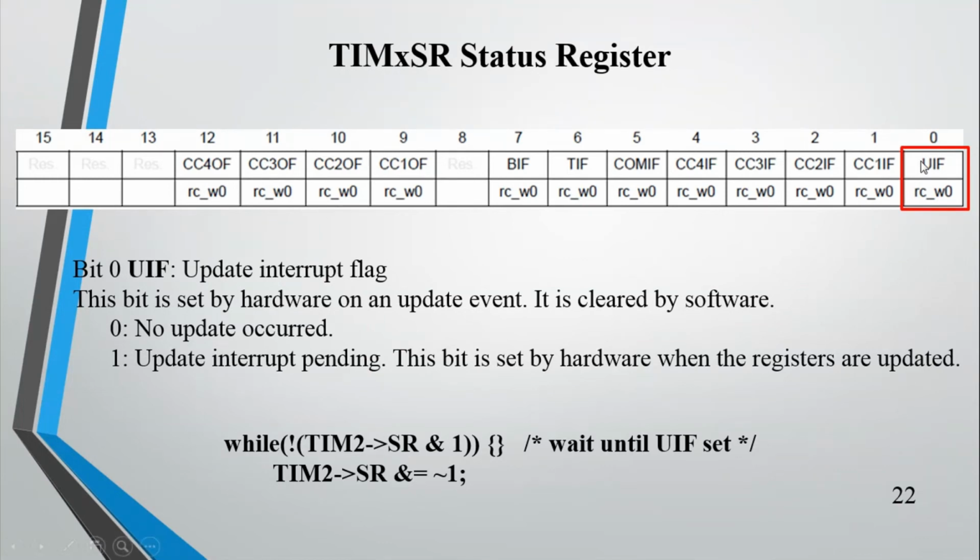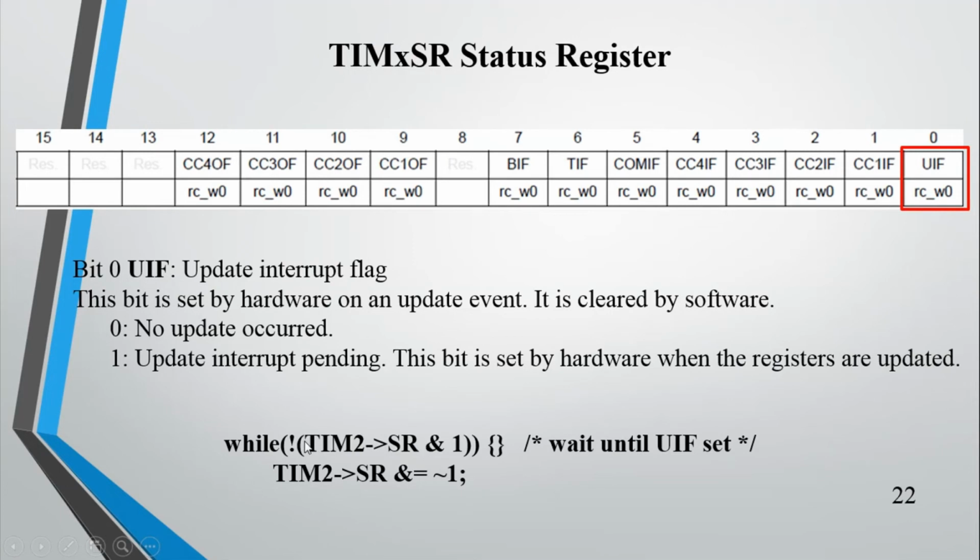But if this value is 0, what does it mean? You need to wait here itself. Counting has not been over till now. So if timer status register AND 1 is equal to 0, what does it do? You need to wait here itself. Counting is still going on.